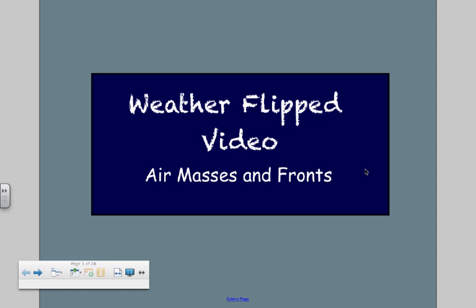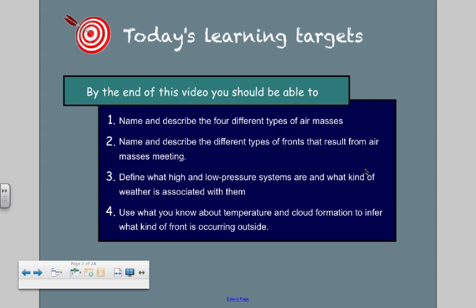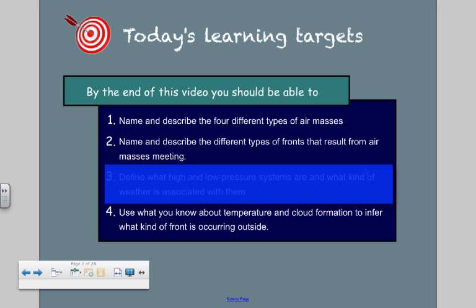This is the air masses and fronts flipped video. By the end of this video, you should be able to: 1. Name and describe the 4 different types of air masses, 2. Name and describe the different types of fronts that result from air masses meeting, and 3. Use what you know about temperature and cloud formation to infer what kind of front is occurring outside.